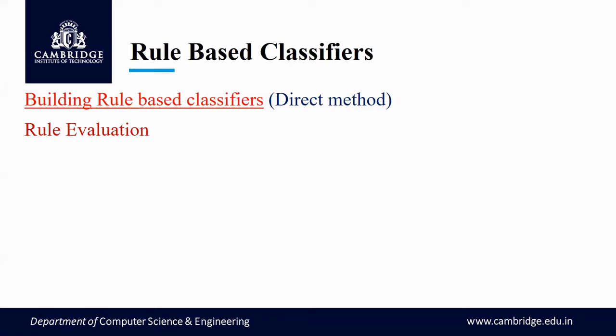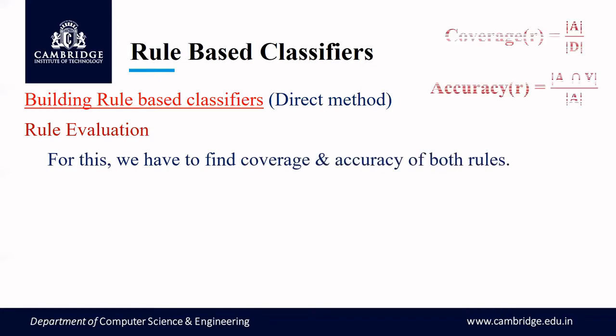We know how to find the accuracy and coverage. This is the formula which we have studied. The coverage is the fraction of records that match the antecedent part, that is, the number of records for which the antecedent is matching, and in the denominator we consider the total number of records that we have. But for accuracy, we have to consider the records which match both the antecedent part as well as the class label, right? This is the formula which we had studied earlier.